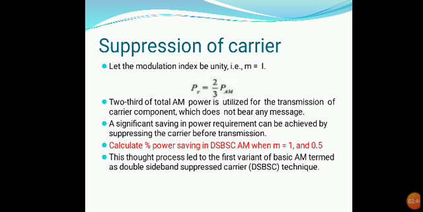So here a red colored question is there. Calculate the percentage of power saving in double sideband suppressed carrier amplitude modulated technique when modulation index is 1 and when modulation index is 0.5. So that is the assignment to you.